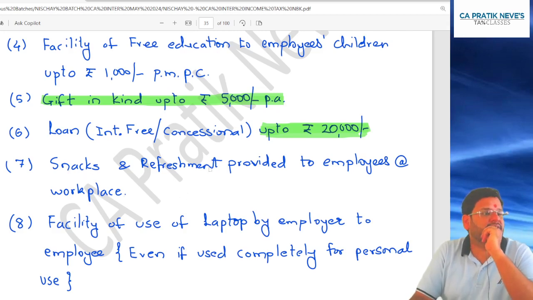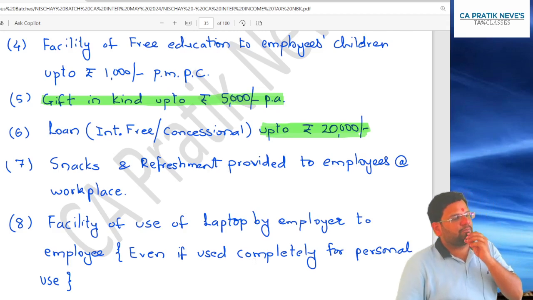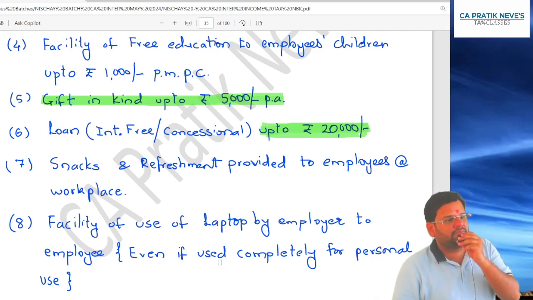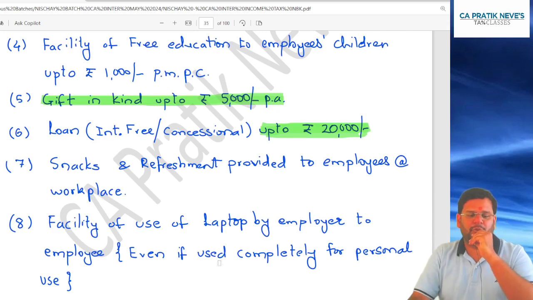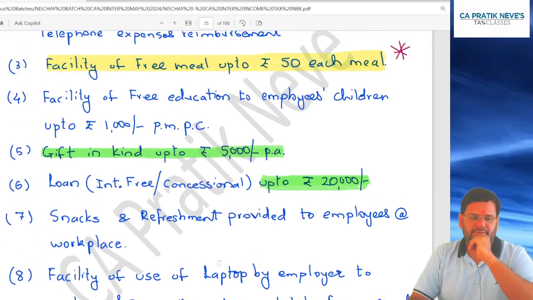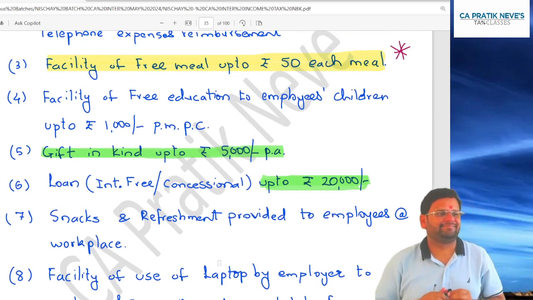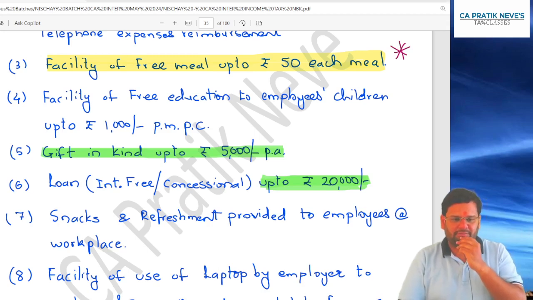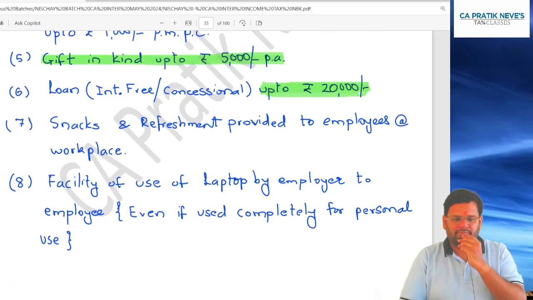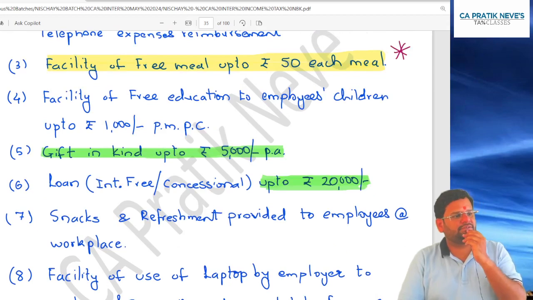Snacks and refreshment means tea, coffee, snacks provided to employees at workplace. And lastly, facility of use of laptop. Whose laptop? Who is using? Employer's laptop, employee is using. It's a tax free perquisite. Even if completely used for personal use, it is a tax free perquisite. Agreed, all of you understood? Have you taken down these perquisites?